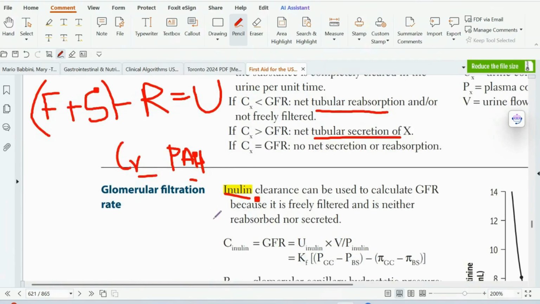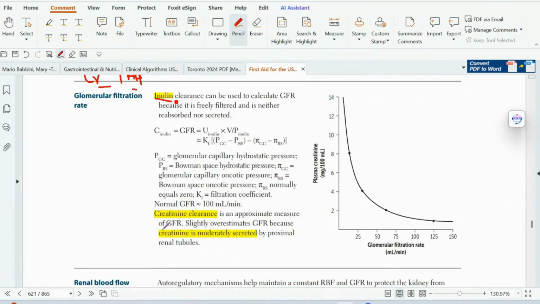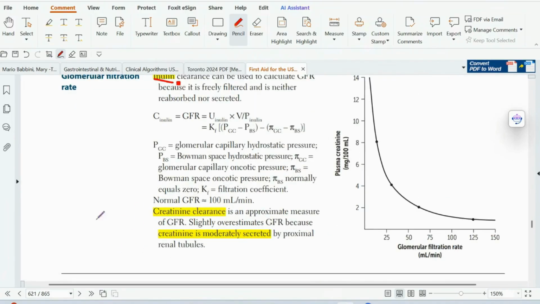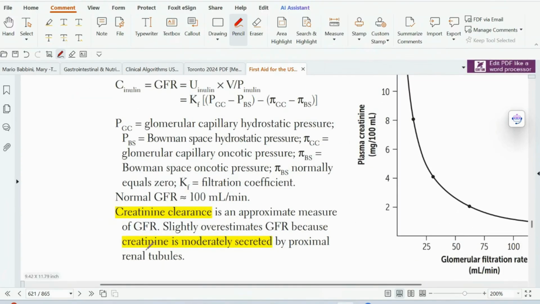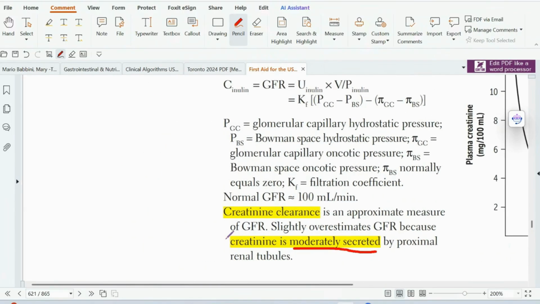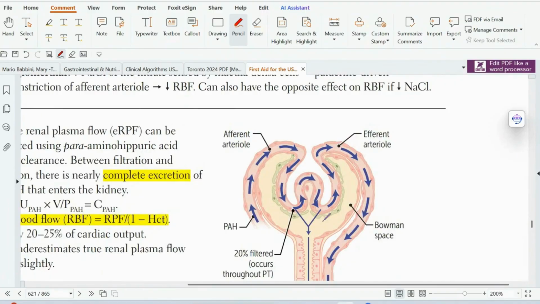Because this will help me figure out my clearance. It could also help me figure out my GFR, okay? Which is important in this patient, right? Now, understand it like this. First of all, creatinine. Creatinine is the most abundant substance naturally produced by your body. It's an approximate measure of GFR because it's moderately secreted, right? If something is completely filtered and there's a little bit of secretion, that's an accurate measurement of what? I'm just going to use this GFR here, right?